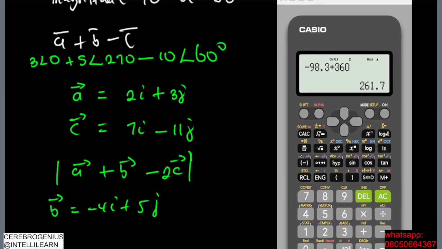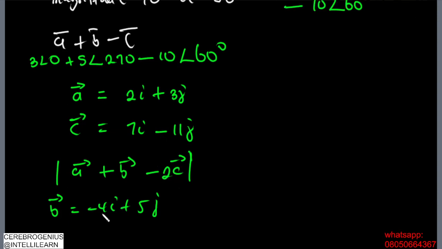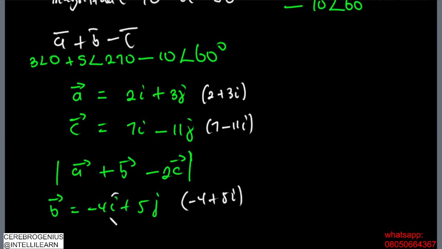Now what we are going to do is that the part that has I, we leave it out. Then the part that has J, we replace it with I. So that means that if I want to enter this into the calculator, what I will enter is 2 plus 3i. If I want to enter this, I will enter 7 minus 11i. If I want to enter this, I will enter minus 4 plus 5i. So you leave out the I, then where there is J, you replace it with I. So this is what you enter into the calculator.